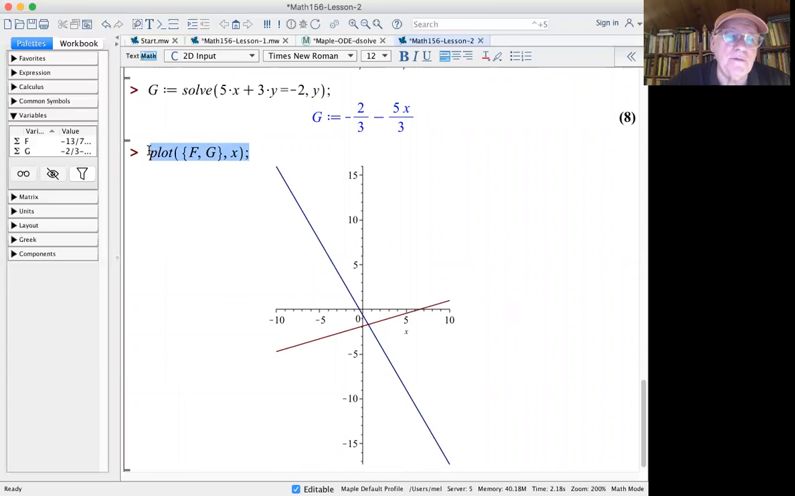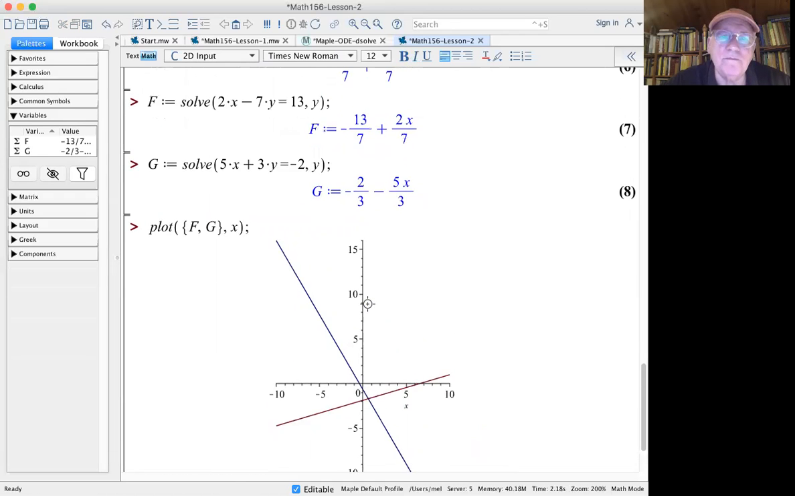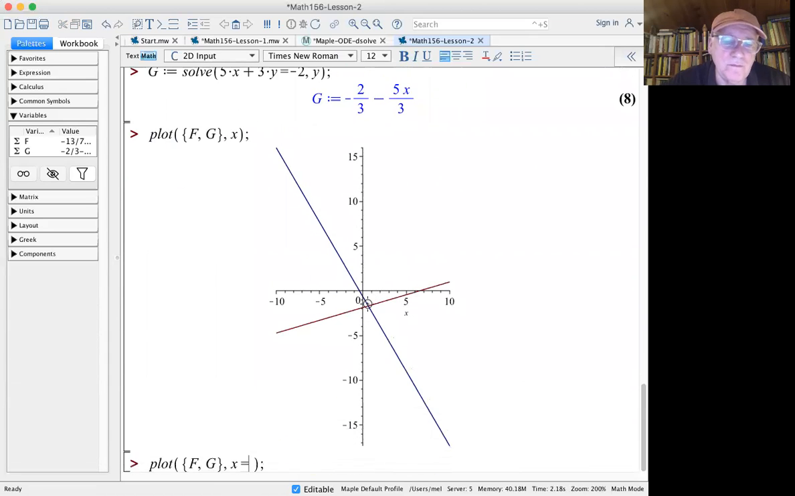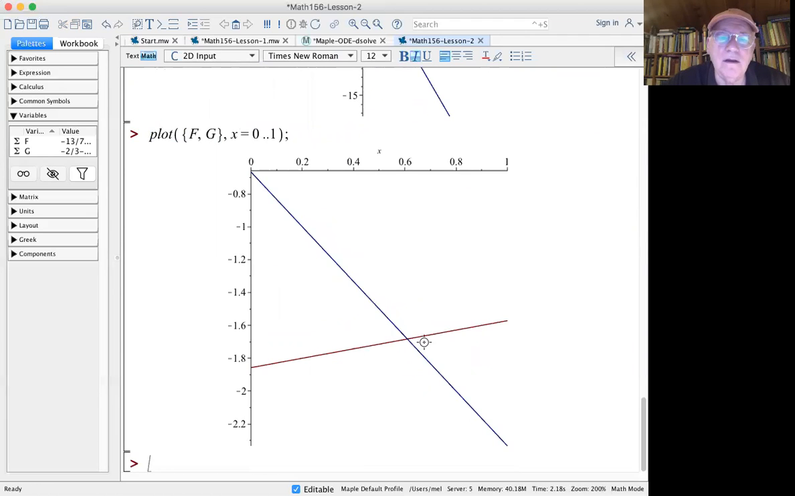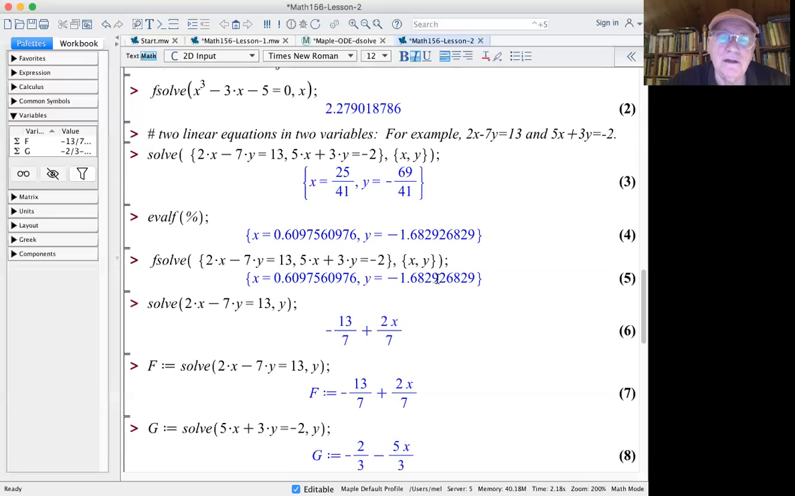Let's just blow that up, so we can actually see it ourselves. So instead of graphing x from minus 10 to 10, let's graph x from, let's say, 0 to 1. That's what it looks like. And you can see the x coordinate is about 0.6, and the y coordinate is about minus 1.7. Just what we got here.